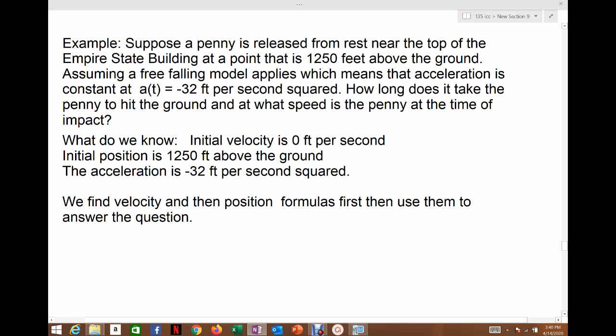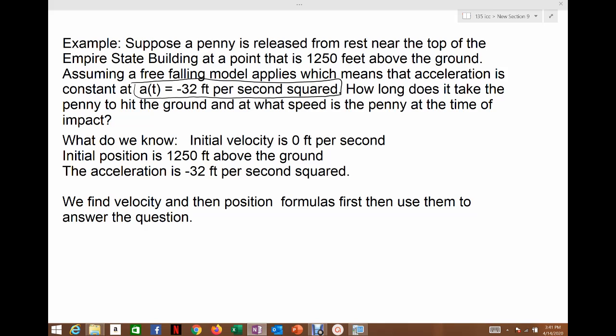Assume a free-falling model applies. A free-falling model means that we're assuming that the pull of gravity is the only force at play. We're assuming it's happening in a vacuum. There's no wind resistance or friction. It's just the force of gravity, which is constant. If I'm near the earth, near the ground, it's constant at 32 feet per second squared. How long does it take the penny to hit the ground, and what's the speed of the penny at the time of impact? Well, we'll have to use integration to do this.